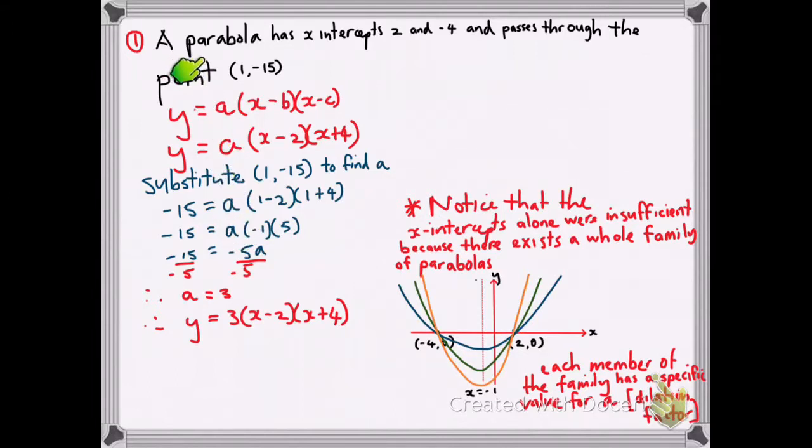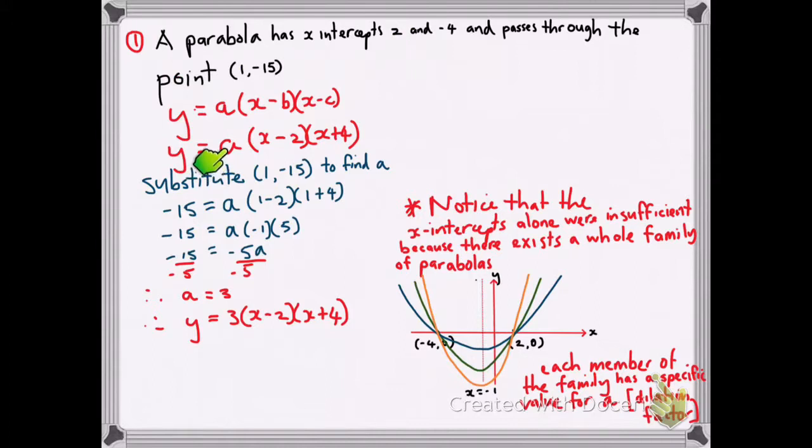So let's say we have a parabola that has x-intercepts at 2 and at -4 and passes through the point (1, -15). In this case, it would be a good idea to use factor form because we know the x-intercepts. So we write y equals a(x minus b)(x minus c). And of course in factor form, this tells us that the x-coordinates of the x-intercepts are at b and c. So ours are at 2 and -4, so our brackets will contain x minus 2 and x plus 4.